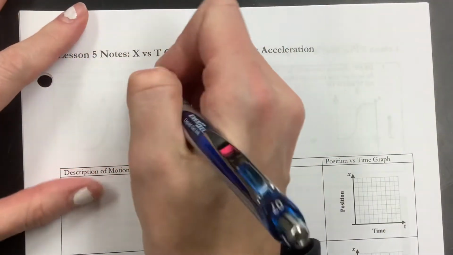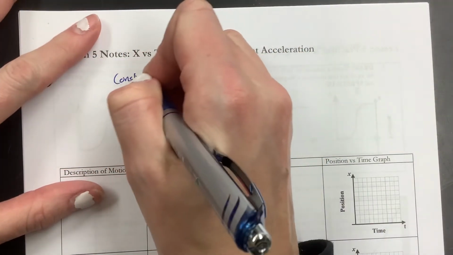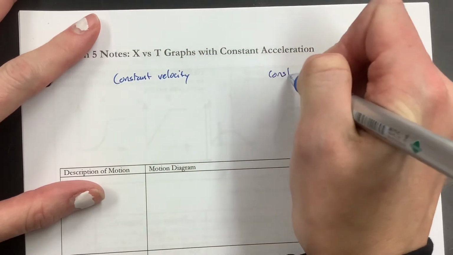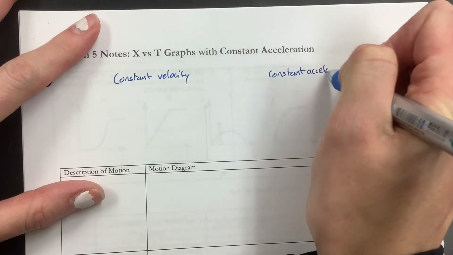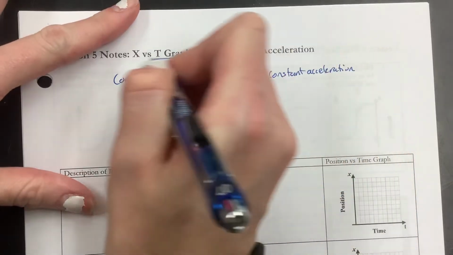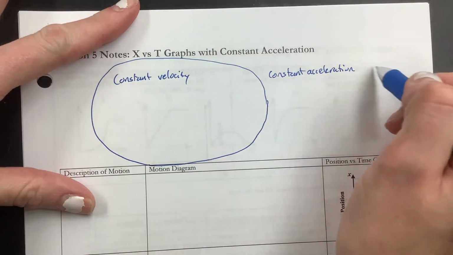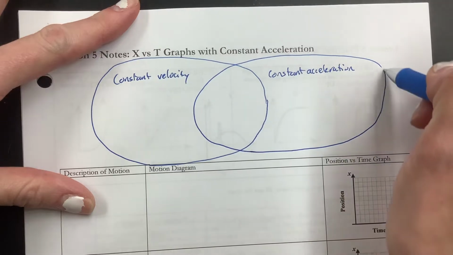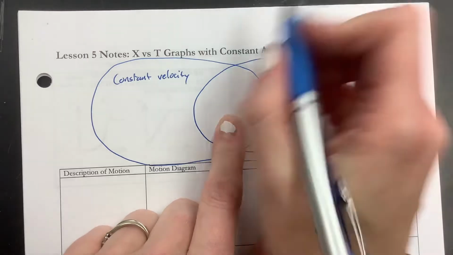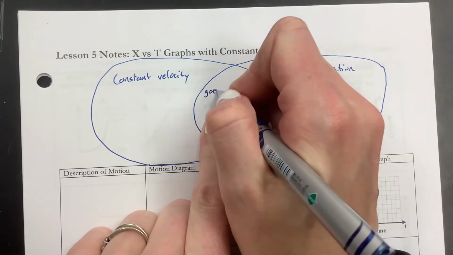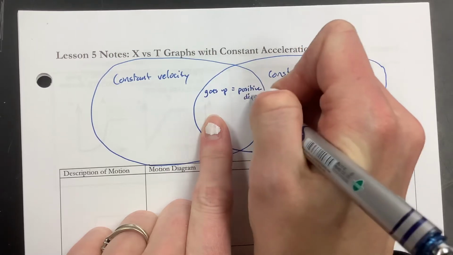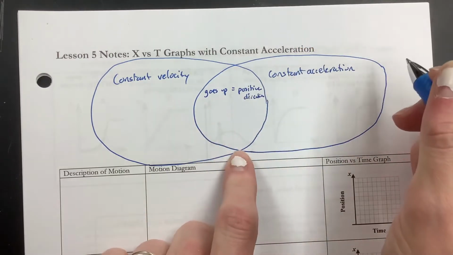The first thing I want to do is compare constant velocity and constant acceleration so that we can get a feel for it. And I'm going to make a sort of Venn diagram here. We're going to start with what they have in common first. The first thing they have in common is if it goes up, that means it's going in the positive direction. That's the same as it was in the constant velocity.